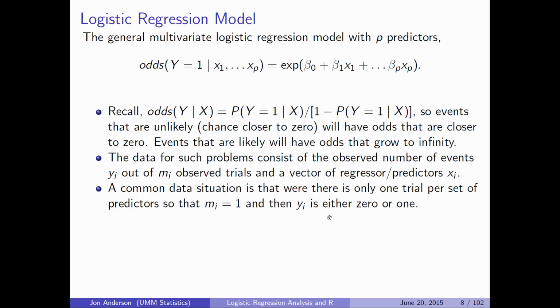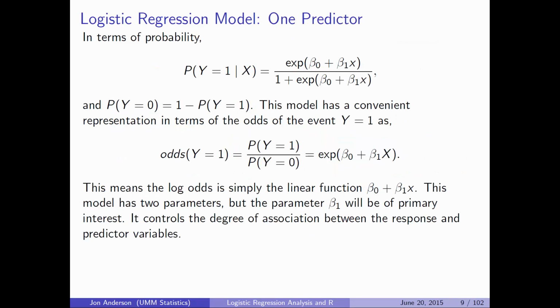And so the data for this kind of problem will consist of the event indicators y and the number of trials for that set of predictor values. A very common situation is that every individual unit has its own set of predictor values, and that would mean that the repeating amount mi is 1, and the y variable would either be a 0 or a 1, depending on if the event happened or it didn't happen.